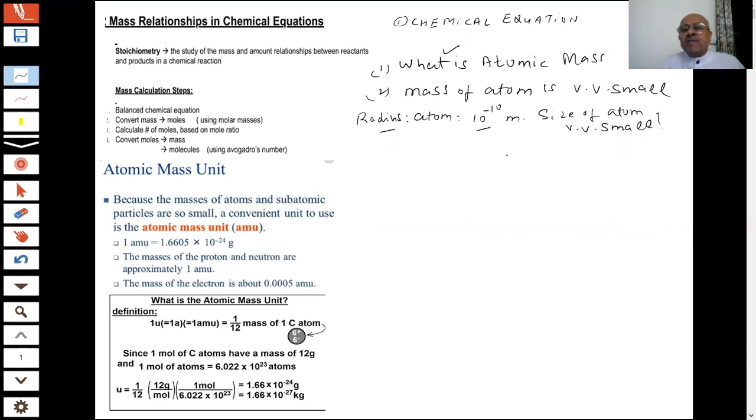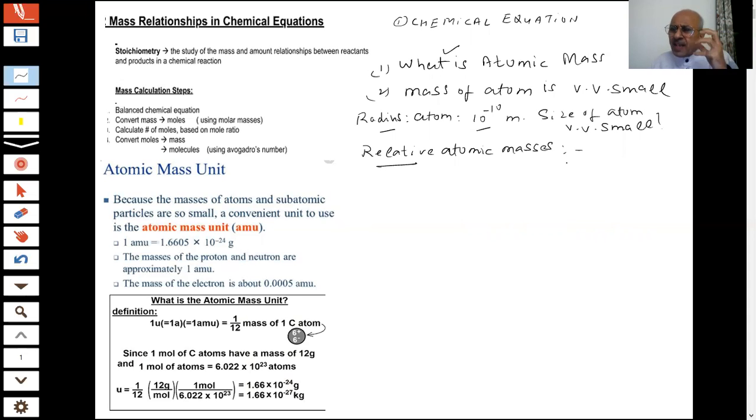Before the 19th century, it was very difficult. So when we cannot determine anything exactly, what we do is talk of relative atomic masses, students. What do you mean by relative atomic masses? I compare the mass of one unit with others.